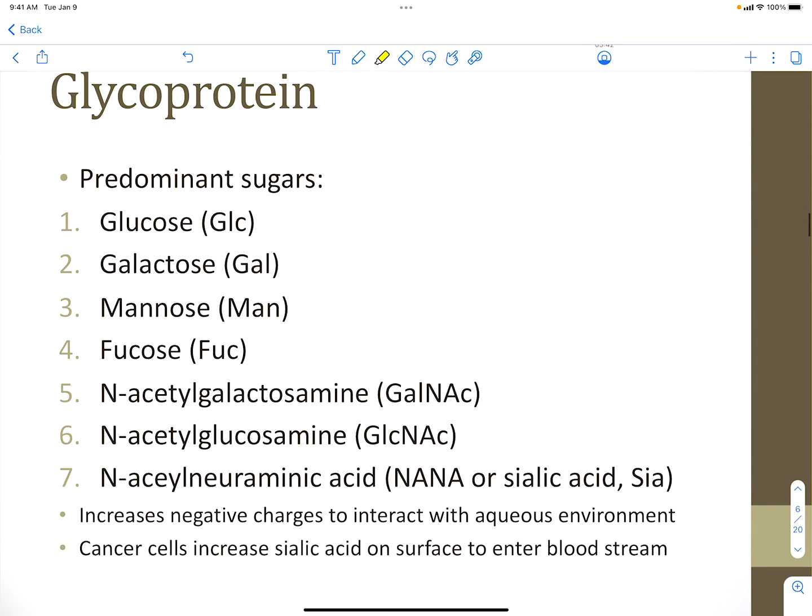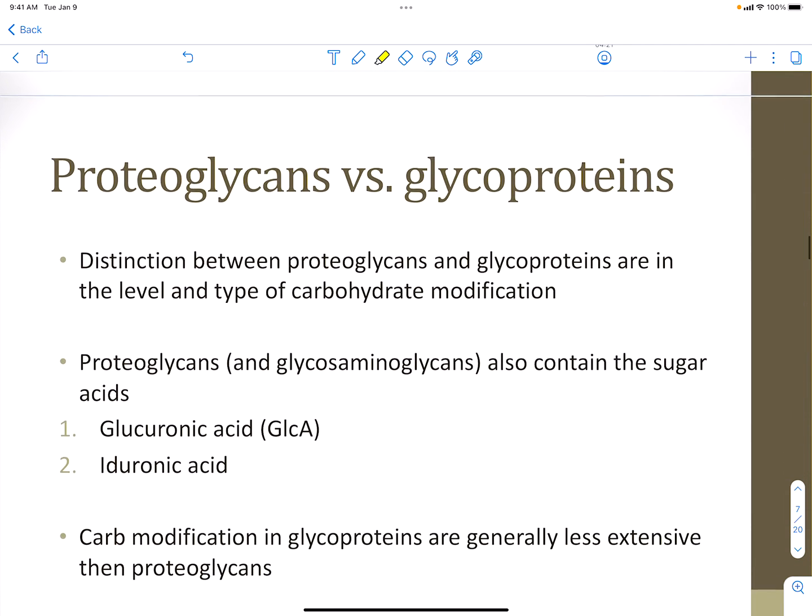So for glycoproteins, here are the sugars that we're going to add. We're going to add glucose, galactose, mannose, fructose, and then of course we have the acetylated sugars: N-acetylglucosamine, N-acetylgalactosamine, and neuraminic acid or sialic acid. All of these are going to increase negative charges on your proteins to allow them to interact with their aqueous environment, the external environment. Primarily, they're going to be on the outer leaflet of your membranes. Sialic acid is going to be so important that even cancer cells will increase its expression to allow them to enter the bloodstream and metastasize.